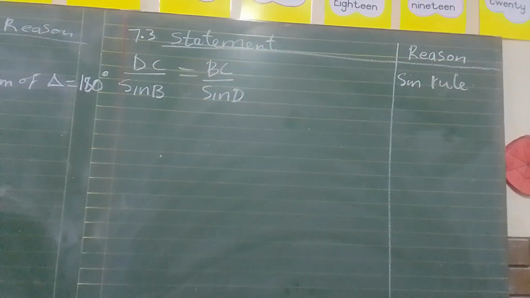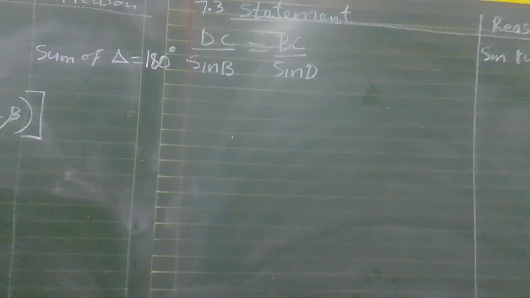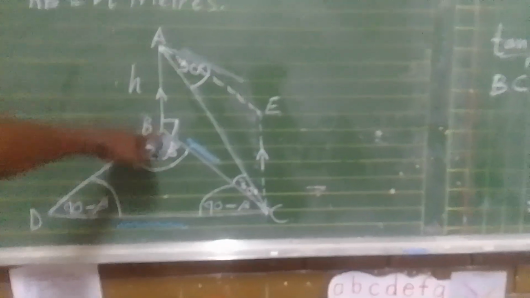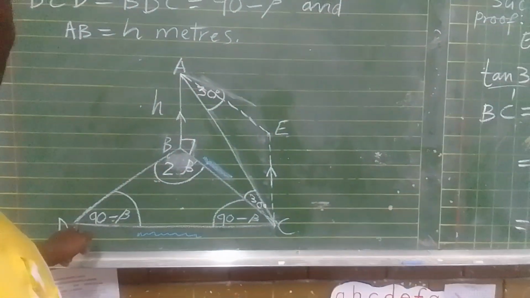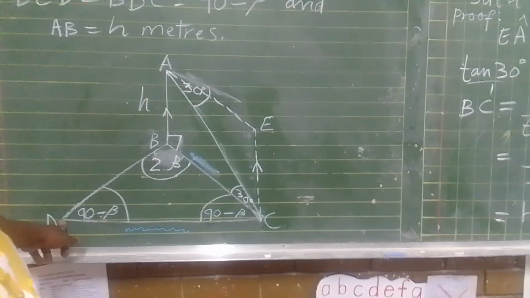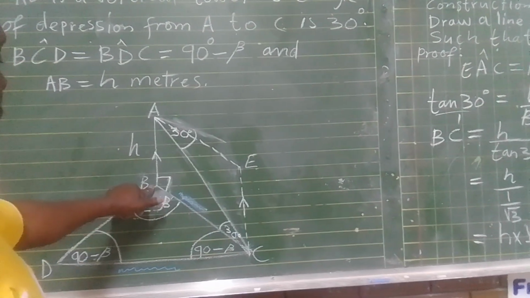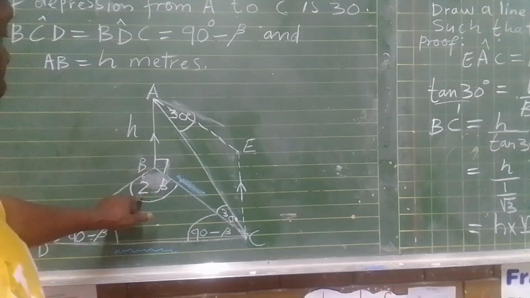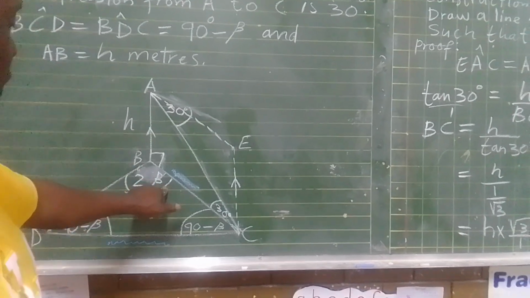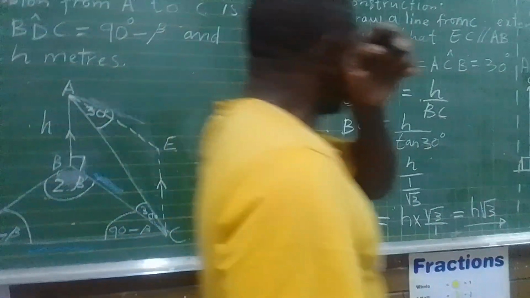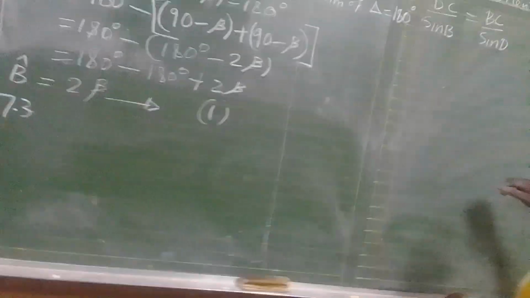So let's just refer. We said DC over sine B is equal to BC over sine D. Right? And D is 90 minus beta, and B is 2 beta. Then we have DC. Right? Let's come and apply everything that we have.